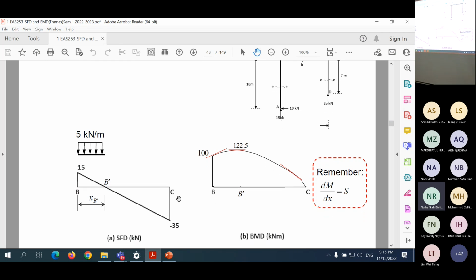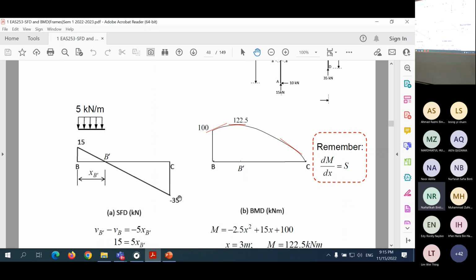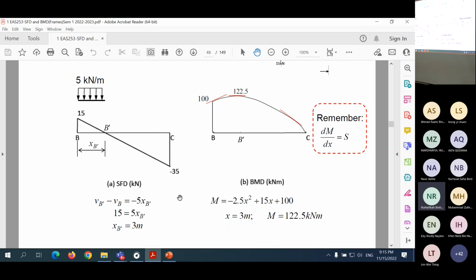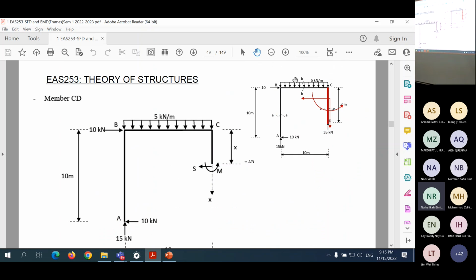So now we go to the next one. We go to the last part, which is here. So again, you cut there. This is the free body diagram that we use. Then the positive shear and the positive bending moment that we get here. Positive shear, positive bending moment, if we use this free body diagram after we cut here.